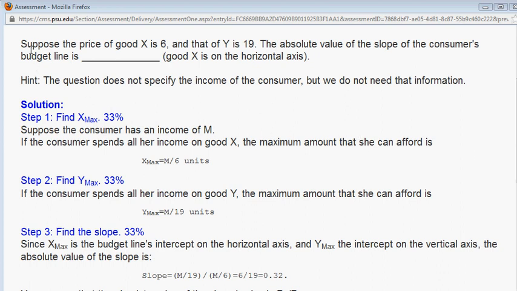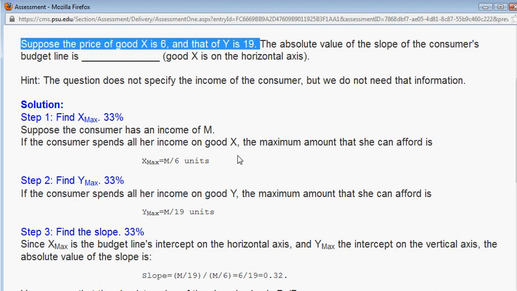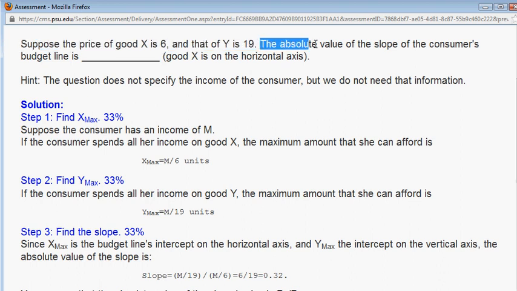Hello everyone, in this video I'm going to explain how to solve the following question. In this question we know the price of good X, we know the price of good Y, and we want to find the slope of the budget line.